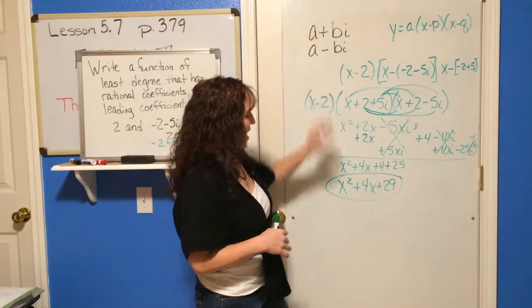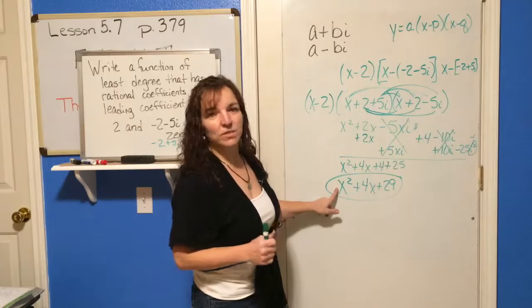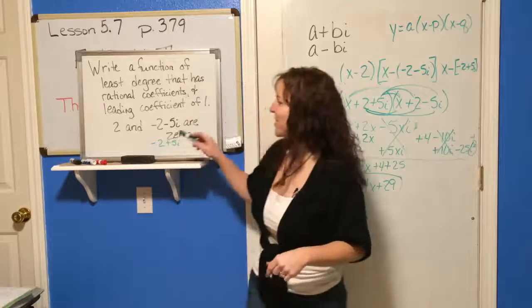And the reason we don't have the a is because we want the leading coefficient to be 1, so that's why we didn't need to deal with that. Something to look forward to. We'll do that later. All right.